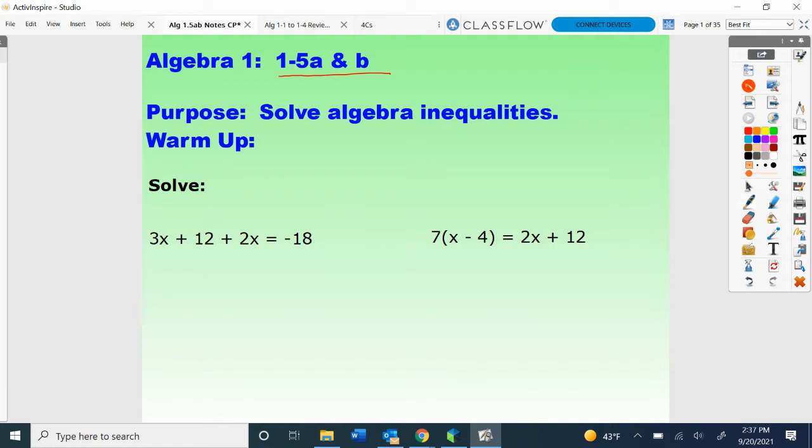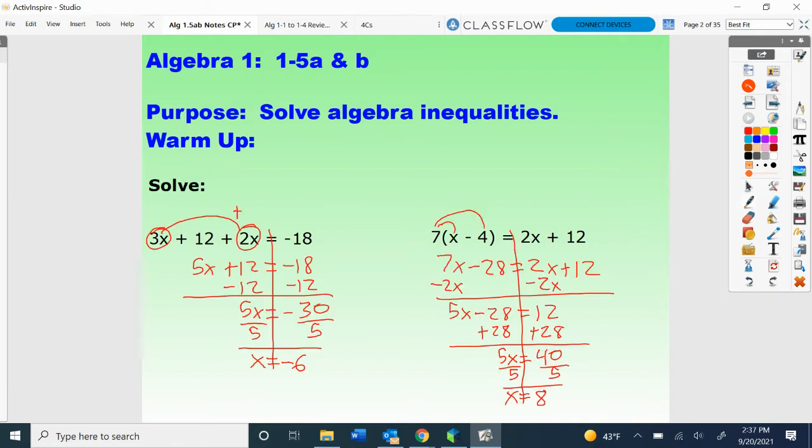Here are the two warm-up problems I gave you. If you did those, let's take a look at the answers. First problem, we want to combine our two like terms. We got our 3x and 2x. Combine those together, you get 5x. Then you got plus 12 is equal to negative 18. Then you got a two-step equation: cancel out the 12, divide by 5, and you end up with x is equal to negative 6.